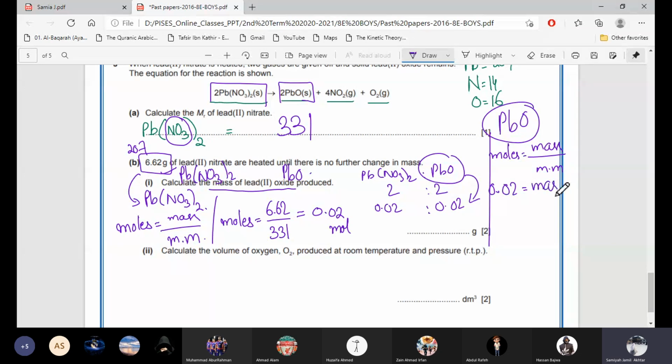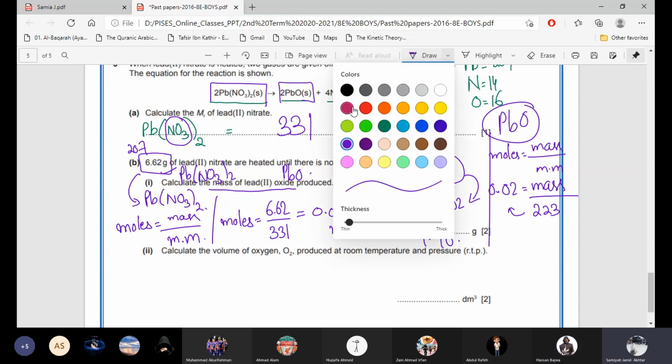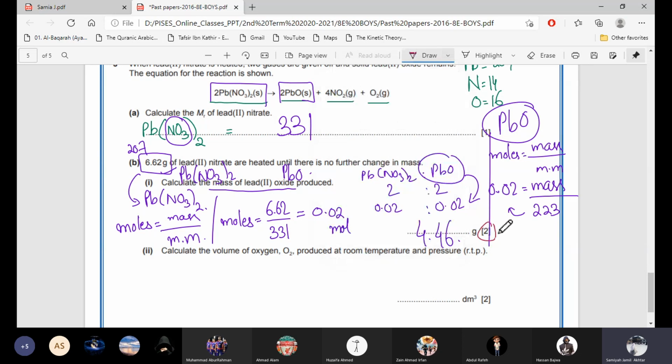Mass you have to find out. And what is the molar mass of lead oxide? 223. Multiply them and what is the mass? 4.46. Awesome. 4.46.